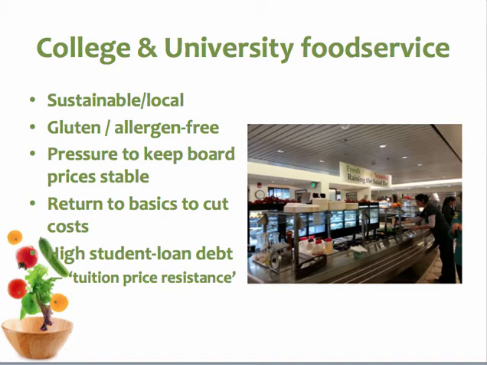There are more returns to basics to cut costs. For a while, college experiences were becoming more elaborate, more trendy, and they're looking now at ways to meet the needs of the students, but maybe without the really high cost changes that we've seen in some situations.